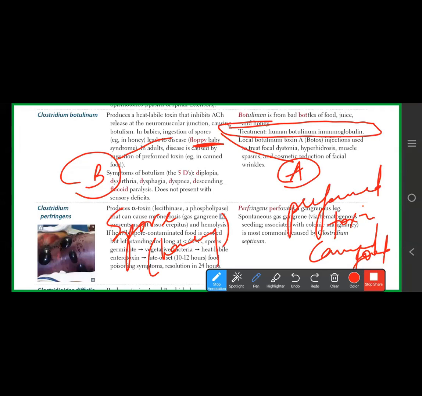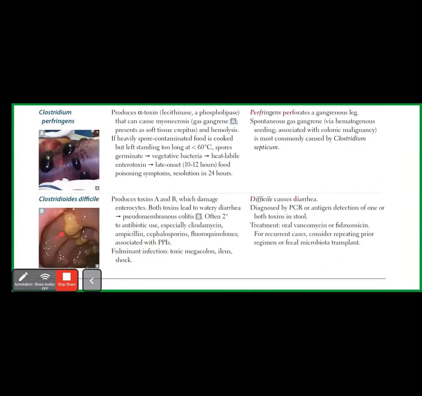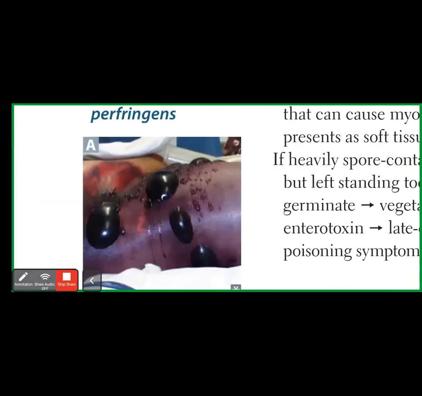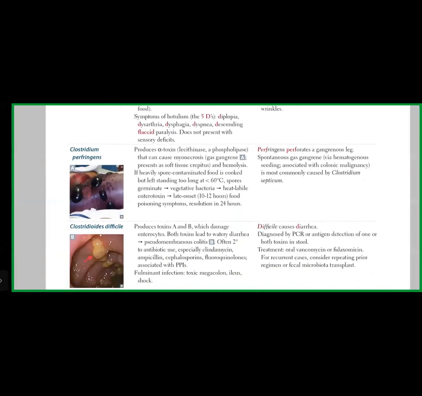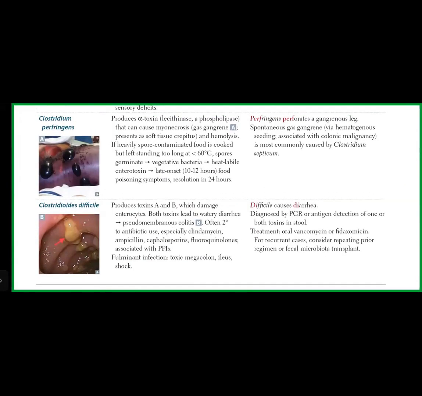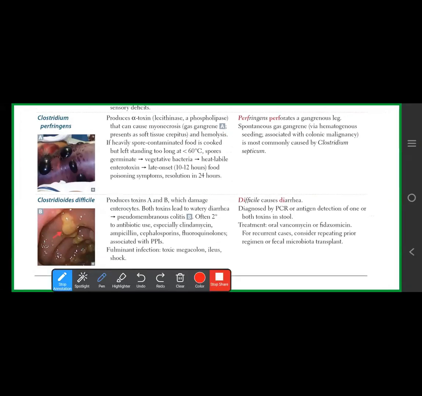Now coming to the next presentation. Clostridium perfringens is a case scenario where the patient presents with gas gangrene or late onset food poisoning, as I told you. I'll first discuss the late onset food poisoning, because you just studied Bacillus cereus. In Clostridium perfringens late onset, it is also because of reheated food, mainly reheated meat, and that is going to produce an enterotoxin.